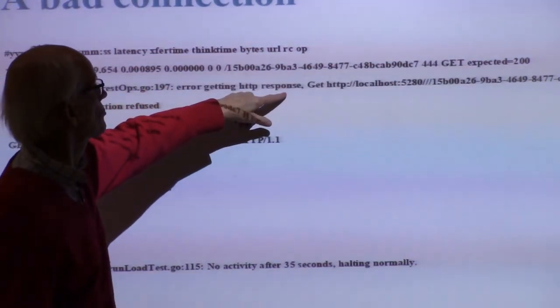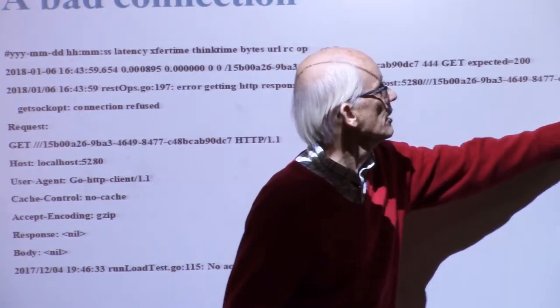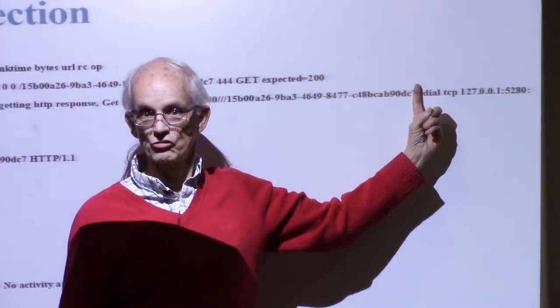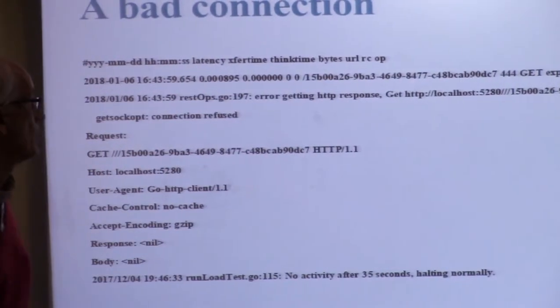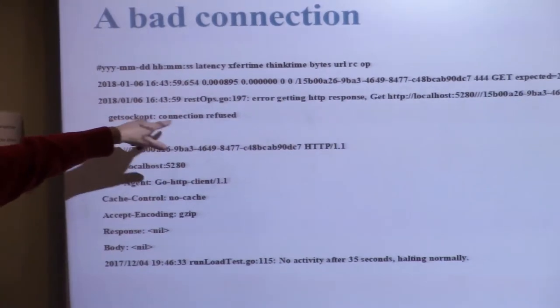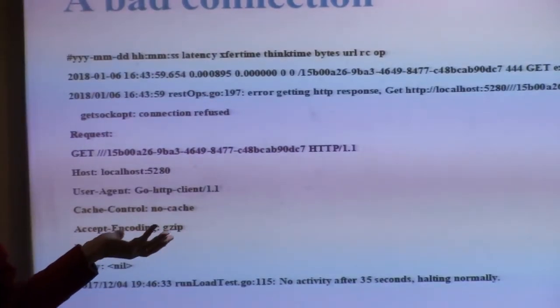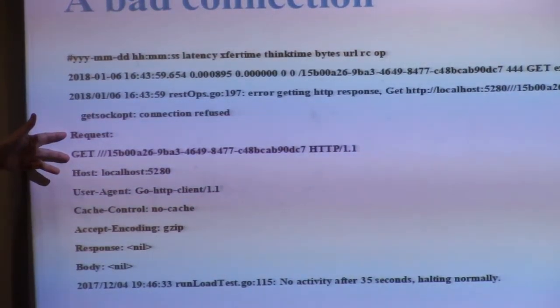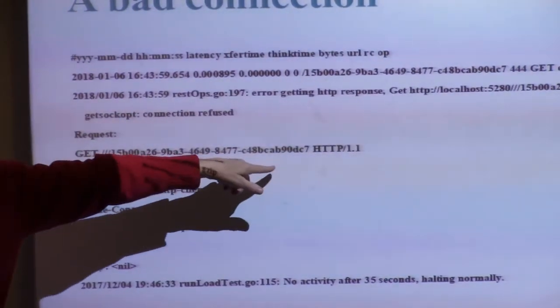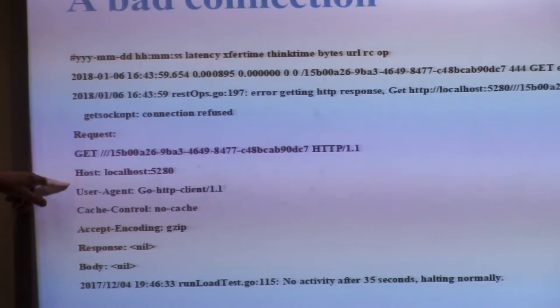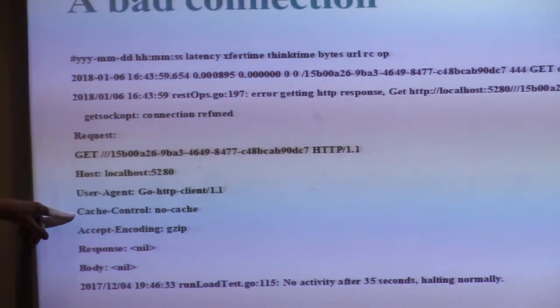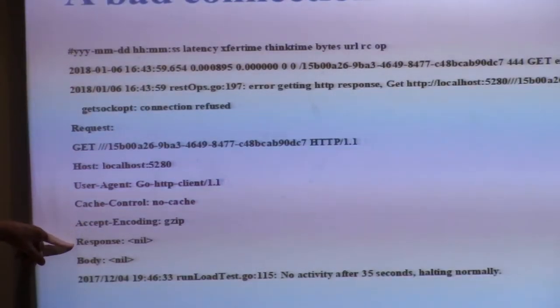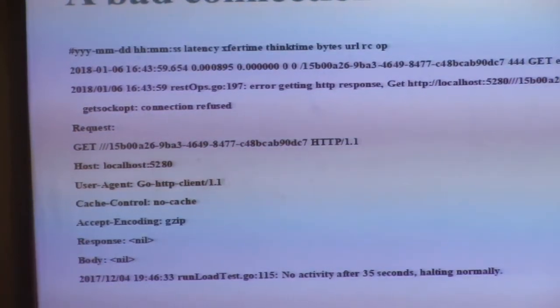Error getting HTTP response, and I print out the GET, and then at this point, you get the normal message from the underlying Linux library that says dial TCP, get socket op, connection refused. That tells me that there's nothing there at the other end. And it prints out a little bit of interesting information for me to use to debug it: the get, the key, HTTP1, where I sent it, 5280, user agent, no cache, gzip allowed, and I got a nil response and a nil body. So there was nobody there. A successful call looks a little better.